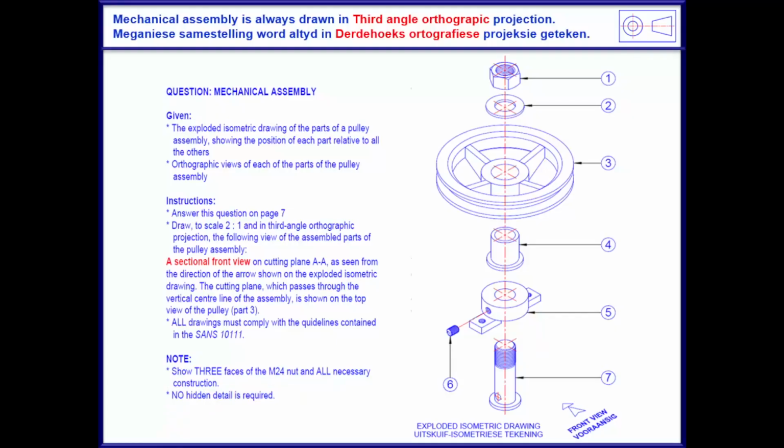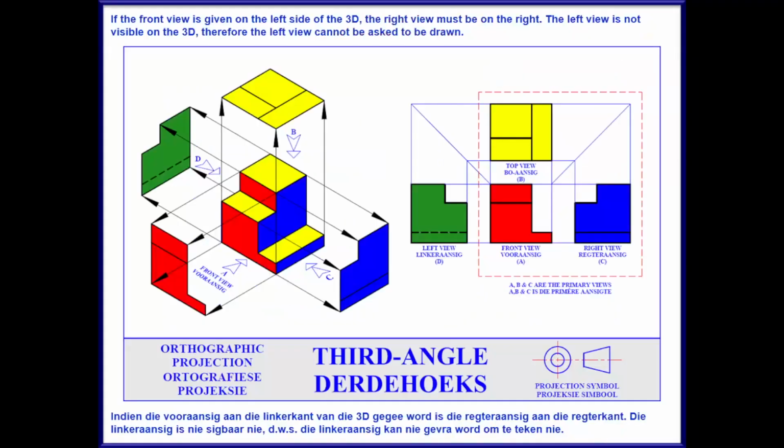For this specific question, the front view is given on the right hand side. In some instances, they can give the front view on the left hand side, as stated previously. So to emphasize the placement and visibility of views, we see that for this model, when the front view is given on the left side, then the right view will be on the right hand side.